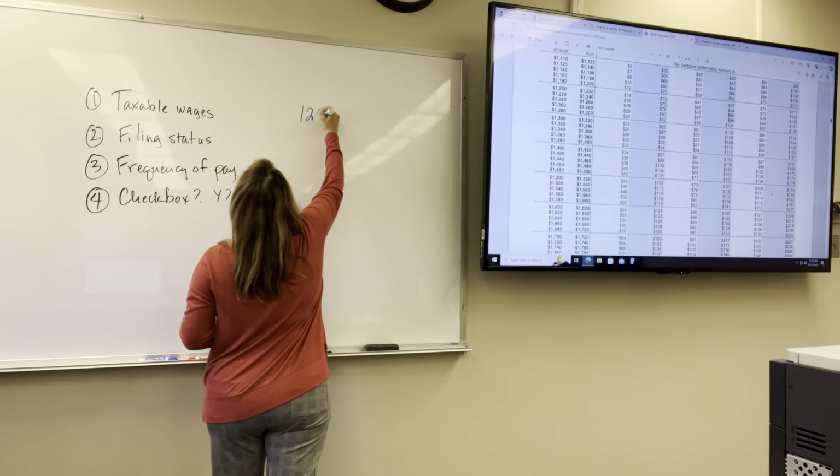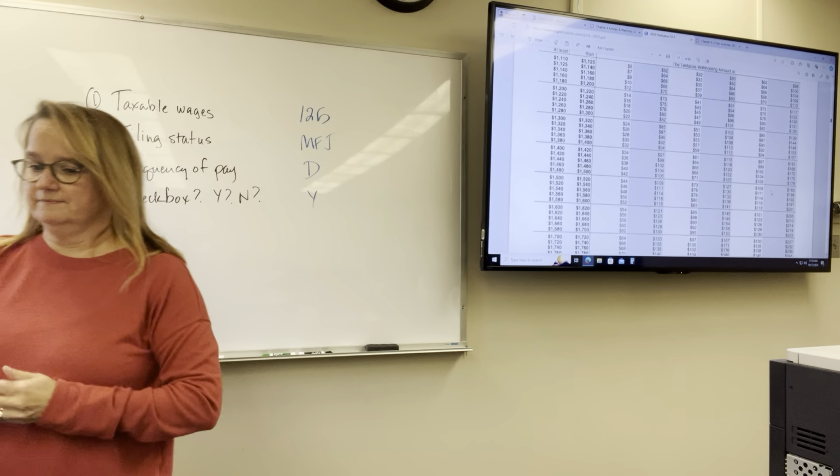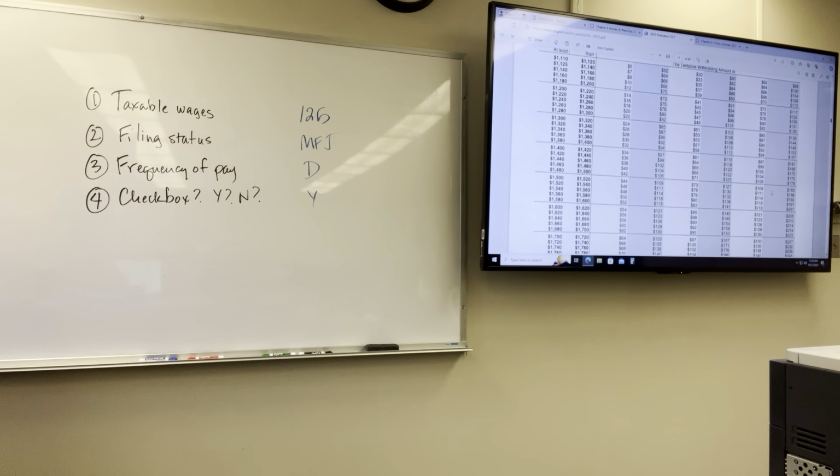125 daily. Filing status? MFJ. And checkbox, yes or no? Yes. All right, let's take a look at that daily. They're being decent. They're claiming taxes on their drug money. That's still zero. No, it's not. Not like me.